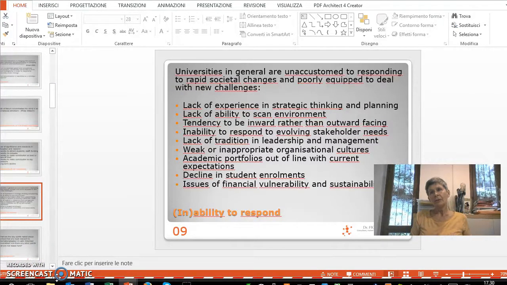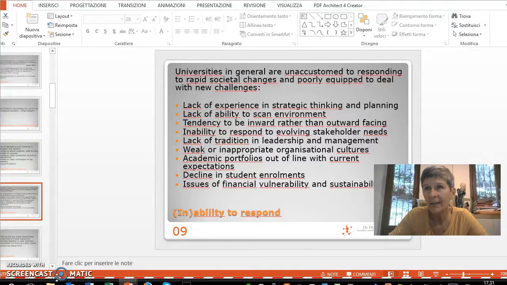That said, universities are not always good at responding. Strategic planning is not a higher education tradition. It's something that has happened relatively recently in universities. And therefore, they're not structured in a way that enables them to develop strategic plans easily, not only to develop them, but also to deliver them. So, as I've already said, there's the general lack of experience in strategic thinking and planning. Traditionally, universities are more inward than outward facing. They do not necessarily gather information about their environment. They do not always pick up on evolving stakeholder needs fast enough.